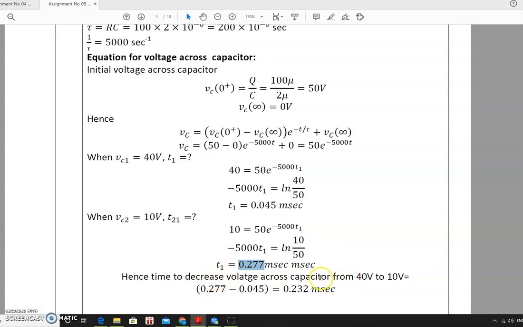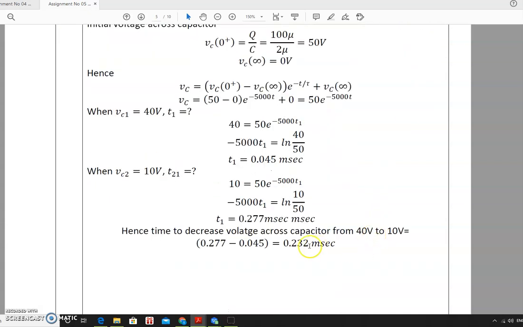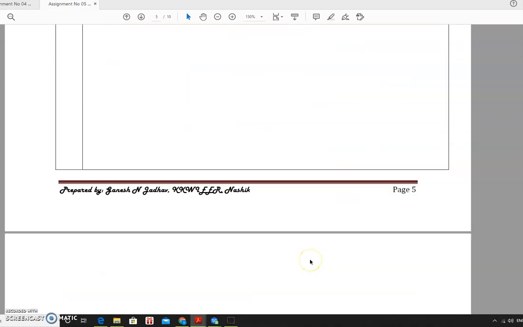Hence, what is the time required to drop the voltage from 40 volt to 10 volt? That is nothing but the voltage across resistance, because it's a discharging problem. So this time minus this time, that is 0.227 minus 0.045, comes to 0.182 millisecond. This much time is required for the voltage across the capacitor, or across the resistance, to fall from 40 volt to 10 volt.